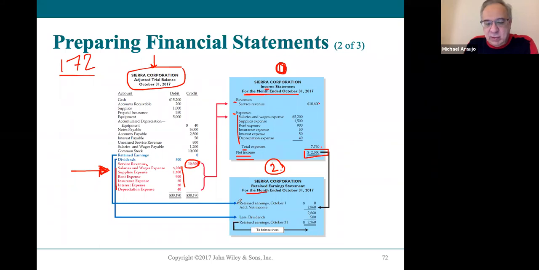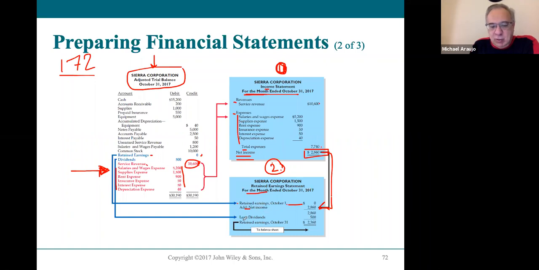First of all, we start with beginning retained earnings. That's going to be listed on the adjusted trial balance up front. And as you see here, the balance in retained earnings is 0. That's actually the beginning balance. We didn't know whether we had a profit yet. We had to calculate that on the income statement. So now that we have, we can go ahead and add that net income to net earnings.